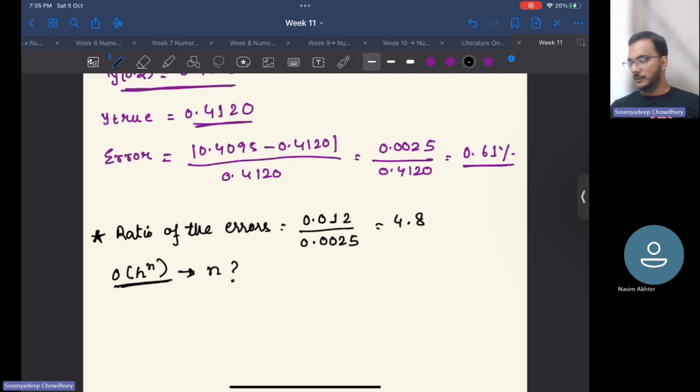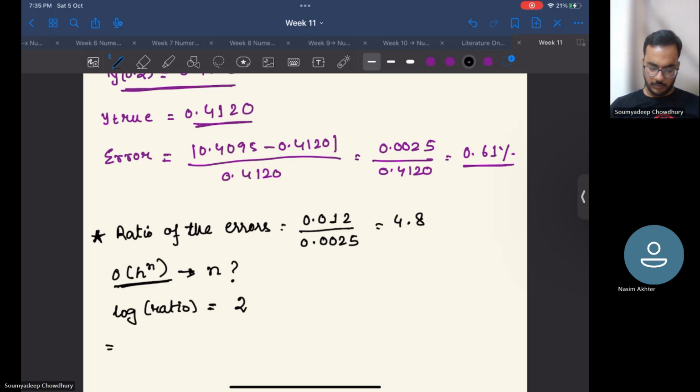So now if we just take here O of h power n, this log of this ratio will be equal to 2. So if we want to find out, one second, we're missing something here.